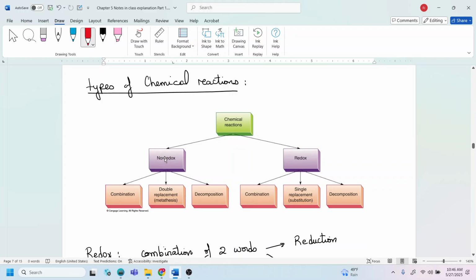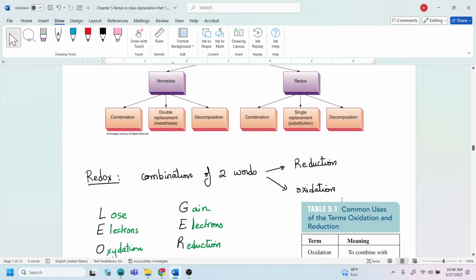So there are two types of chemical reactions that we will talk about in this chapter, a non-redox and a redox. The non-redox is three types, either combination, double replacement, or decomposition. And the redox is a combination, single replacement, or decomposition as well. So let's start by defining the term redox.